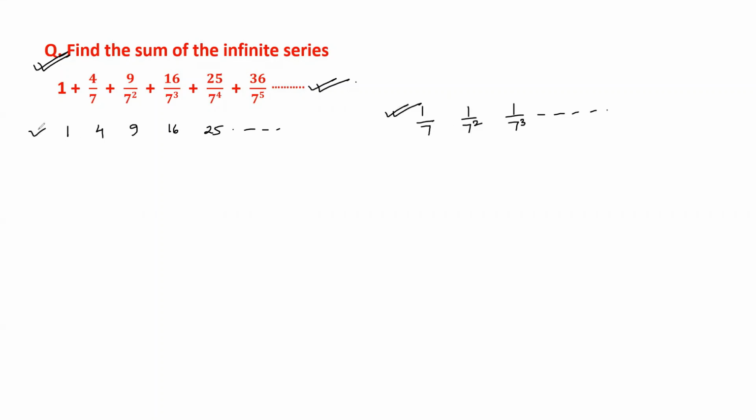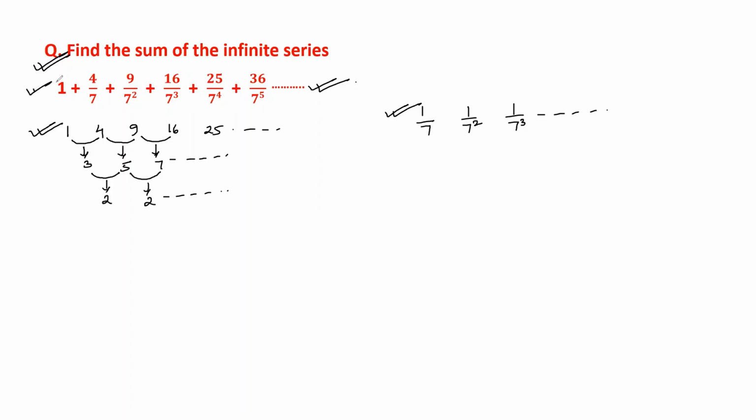But the first series is not in AP directly, as the difference between the second and the first term is 3. The difference between the second and the third term is 5. The difference between the third and the fourth term is 7 and so on. But the difference of these differences is constant. For example, 5 minus 3 would be giving us 2. 7 minus 5 would be giving us 2 and so on.